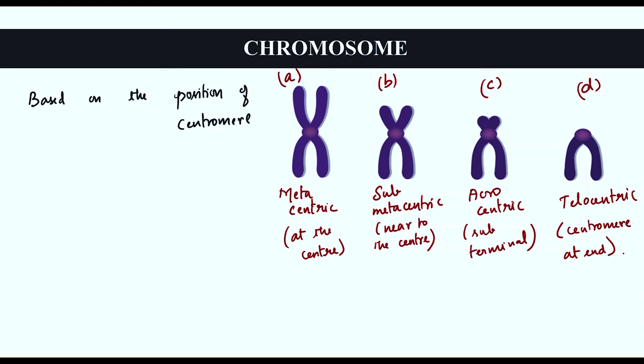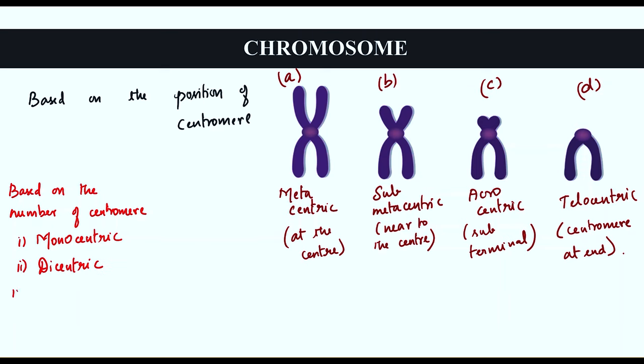Okay, so there is also another type based on the number of centromere. The first is monocentric, the second is dicentric, the third is polycentric. If the chromosome contains only one centromere, then it is called as the monocentric. When the chromosome contains two centromere, it is called as the dicentric. And when the chromosome contains many centromere, it is called as the polycentric.